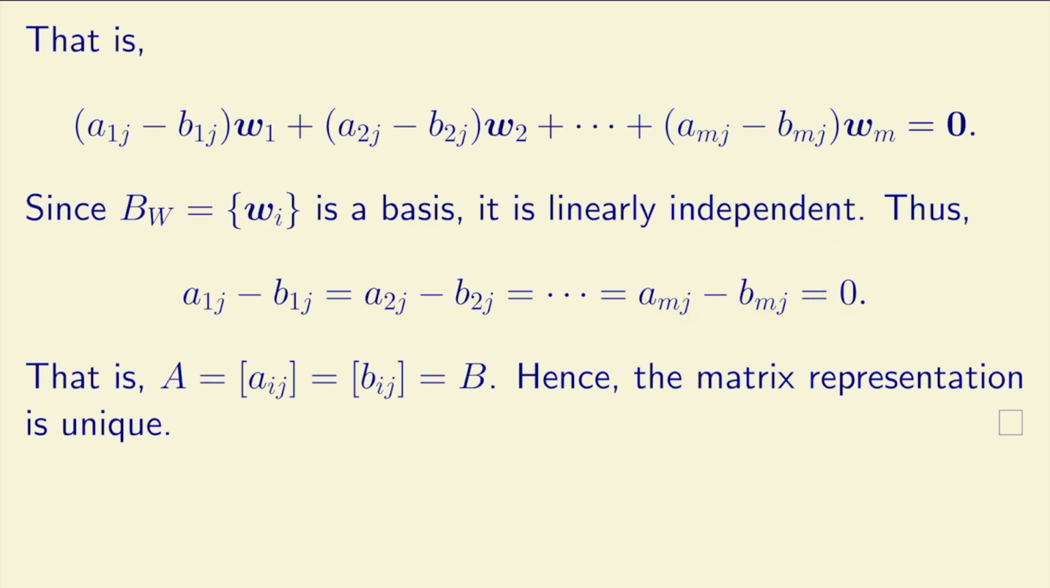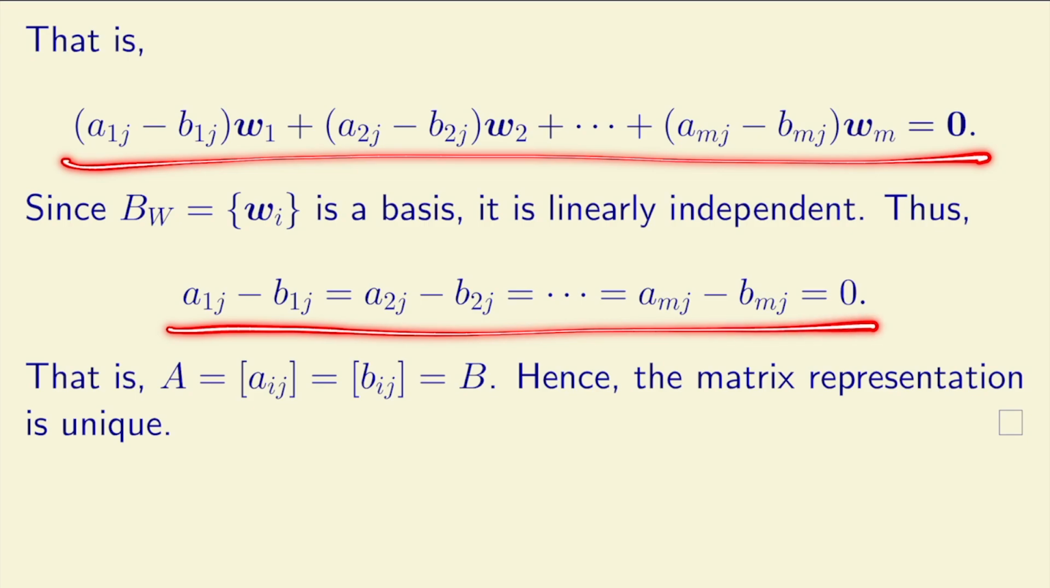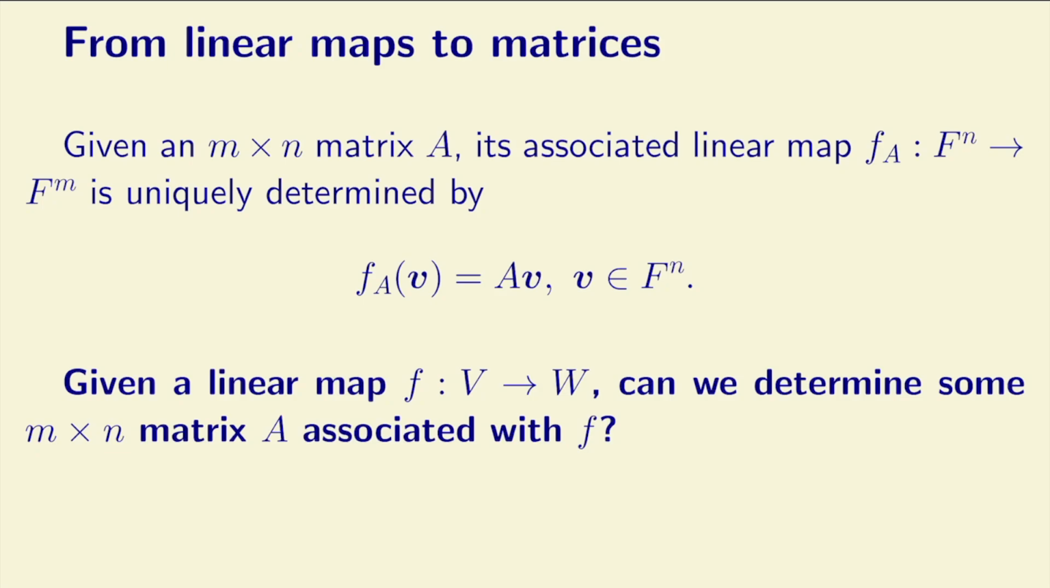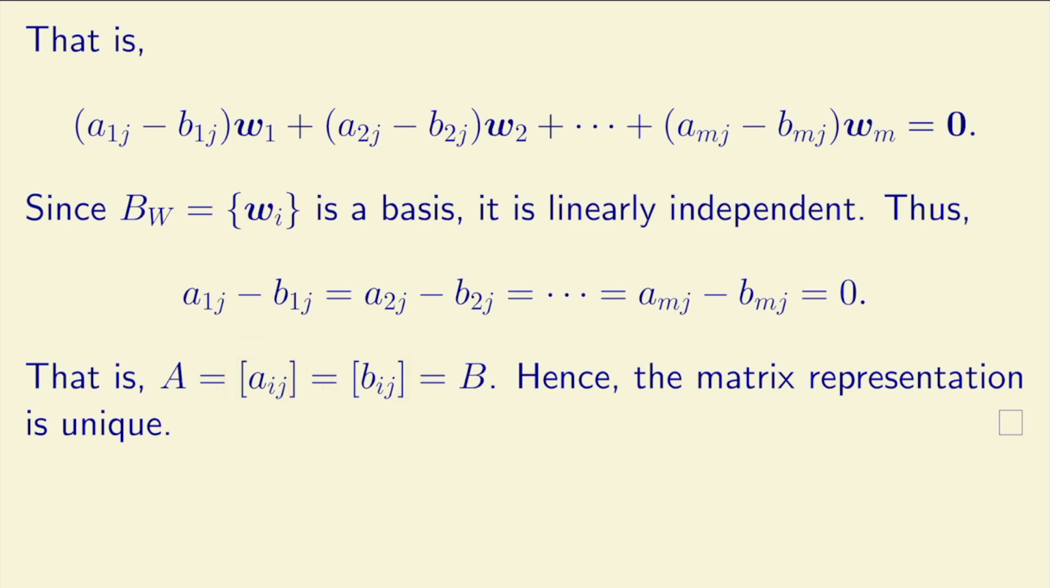Wait, why can we say all those terms are 0? Remember what linearly independent means. It means the only way for a linear combination of the basis vectors to equal the 0 vector is if all the coefficients are 0. So since we have a linear combination of the basis vectors of W that equals 0, the coefficients must all be 0. And if aij minus bij equals 0, that means aij equals bij. Wow, so because the coefficients have to be the same, the matrices A and B have to be the same. That's a super elegant proof. I love it when they use linear independence like that.